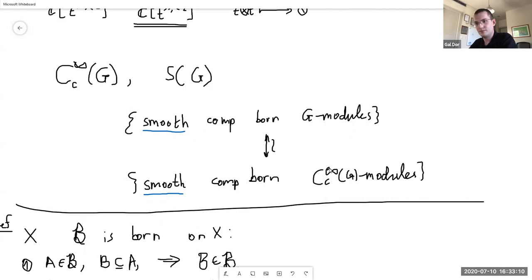Any questions? So another thing. V infinity is not an adjoint functor to anything? Of course it's an adjoint functor. It's a colocalization. It's a right adjoint for the natural embedding of the category of smooth complete bornological representations inside the category of complete bornological representations.